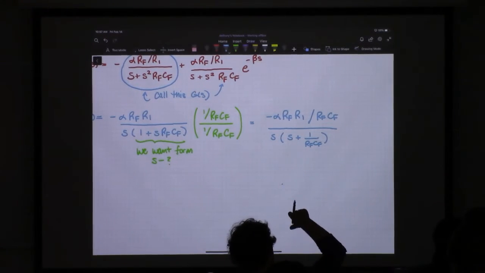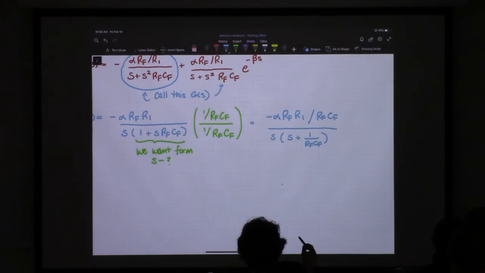Okay. Professor? Yep. I'm not sure if it's a mistake, but RF times R1 being the numerator? Mm-hmm. I think it should be divided by R1. Oh, yeah, you're right. Yeah, that was a mistake. Thank you.